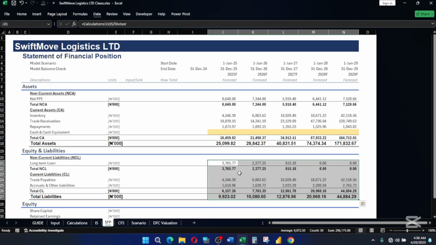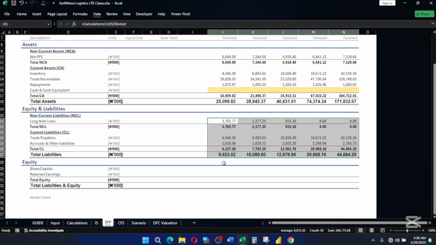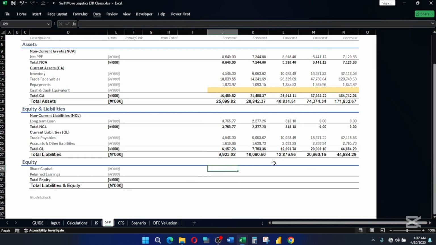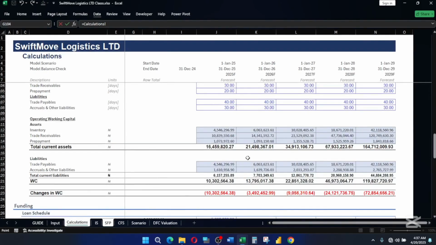So you can see we are now building our financial statements and they are coming into place. We started with the income statement and now we are in the balance sheet, which is the statement of financial position, right? So with this, we have this. Now, what is our share capital, which is our equity? Our equity is going to be equal to this.